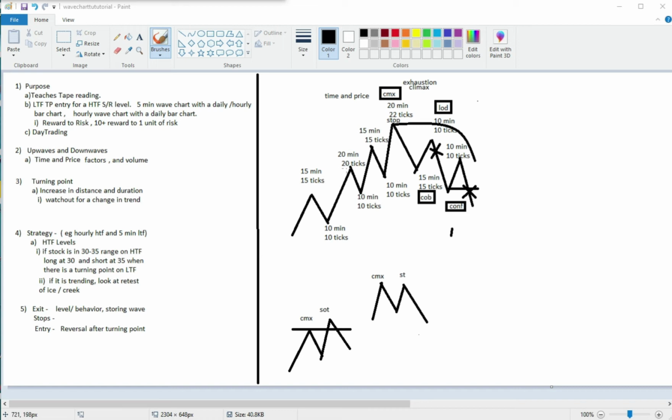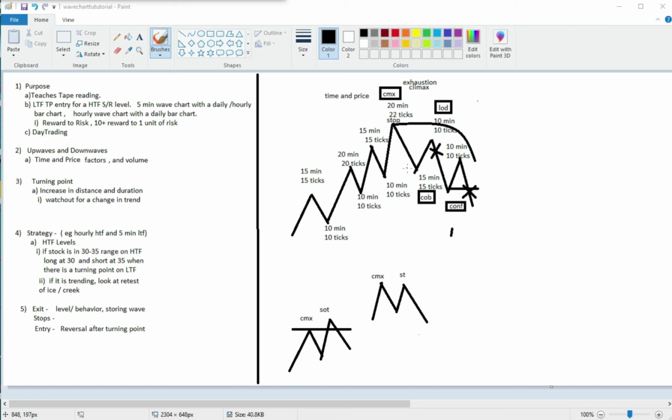Anyway, so from this upwave, we have 20 minutes and 20 ticks. It pulls back to 10 minutes and 10 ticks, and it rallies again on 15 minutes and 15 ticks, pulls back on 10 minutes and 10 ticks. What do you notice? Basically, there's no real supply until here, where it goes up for 20 minutes and 22 ticks and pulls back 15 minutes and 15 ticks.